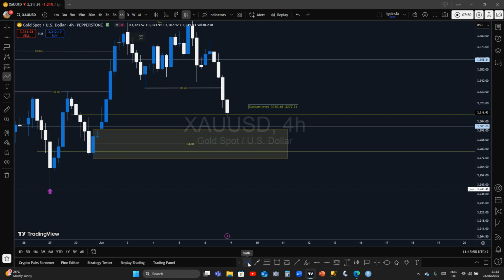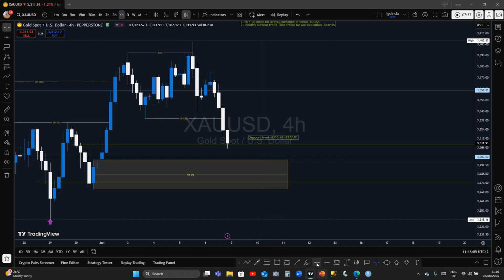What do I mean by that? Price came like this, it pulled back, it got here before market close. You can see there's already a rejection here. If price manages to break this support, which is 3310.48, remember that we have 3300. This is the psychological level here.